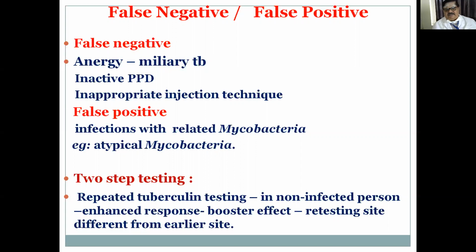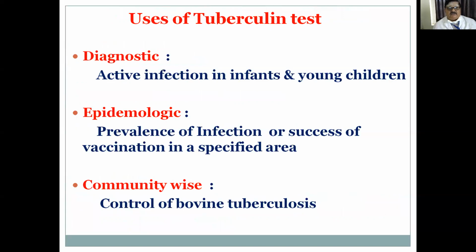False positive: infections with related mycobacteria, maybe atypical mycobacteria, can also give such a reaction. So two-step testing is one thing, repeated tuberculin testing. In non-infected persons, there is an enhanced response, the booster effect. For retesting, a site different from the earlier site can be used.